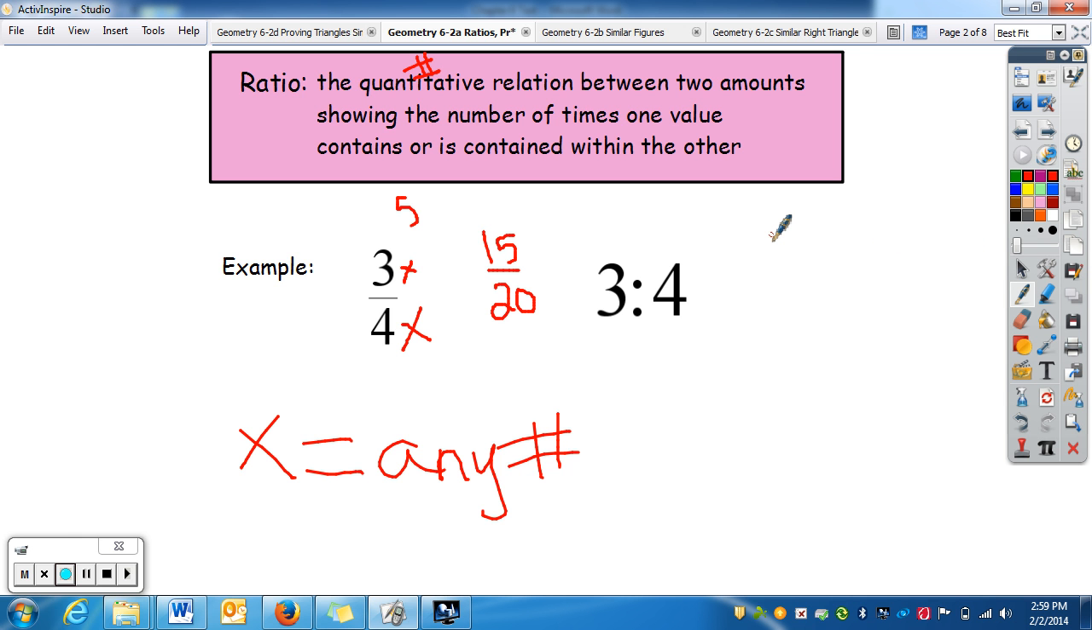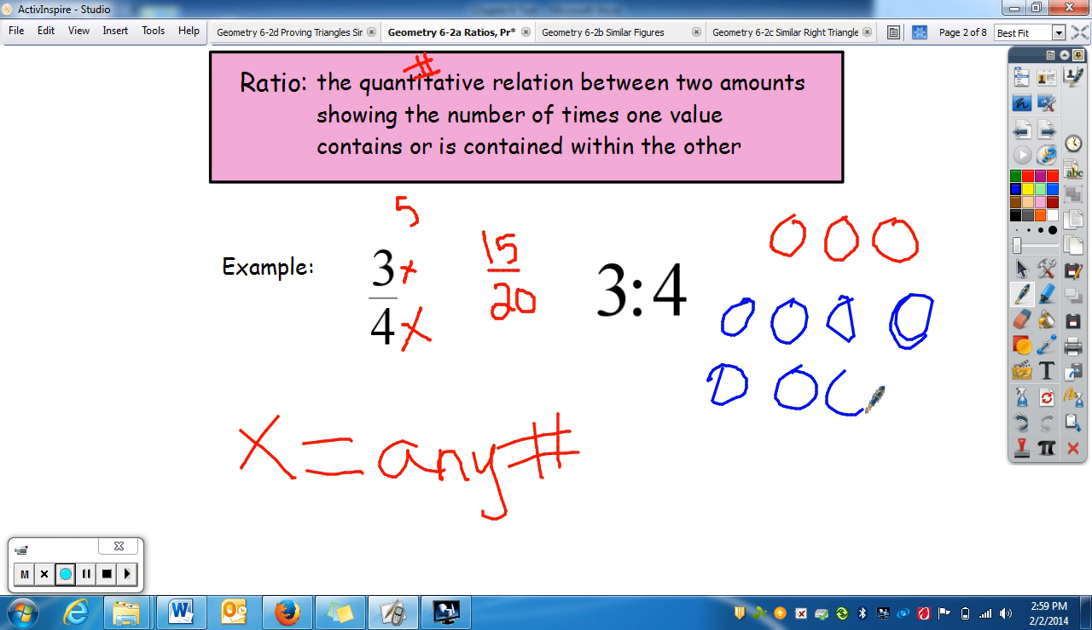Another way to look at it is that for every 3 of something I have, so if I have 3 red circles, for every 3 red circles, I have 4 blue circles. So if I have 4 more blue circles, that means I have 3 more red circles to keep the same proportion. Over here, 3:4 or 3/4 is another way we write ratios.